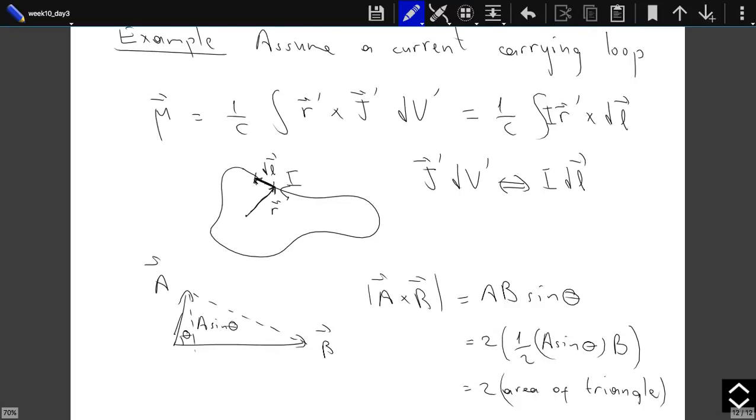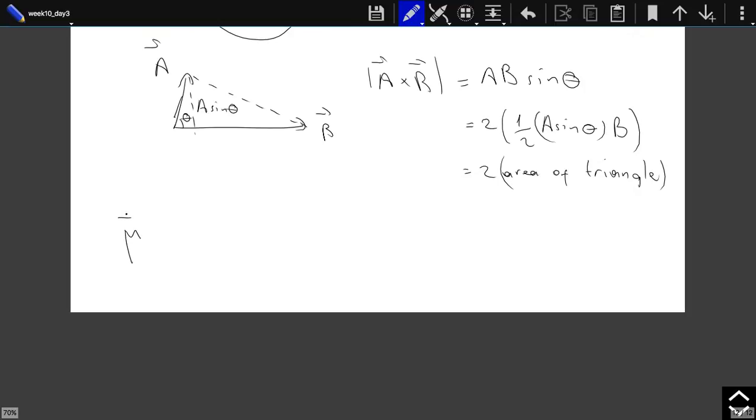Well, the same thing holds over there. If you consider this area, it is equal to 1 over 2 times r cross dl, or r prime cross dl. So mu is equal to I over c times the integral of r cross dl.